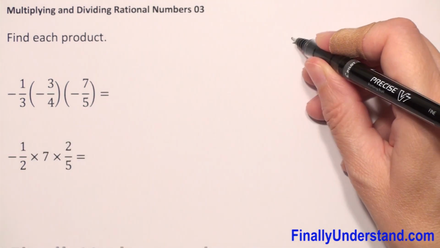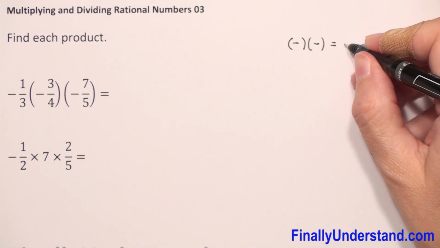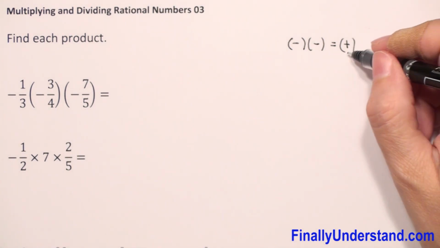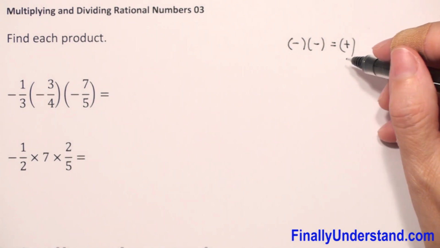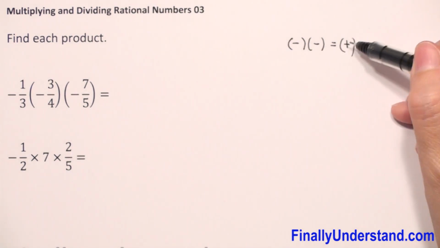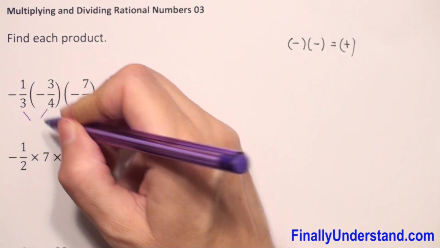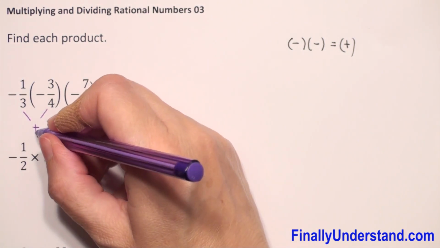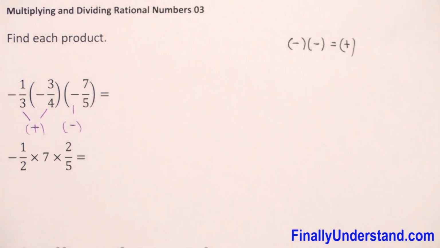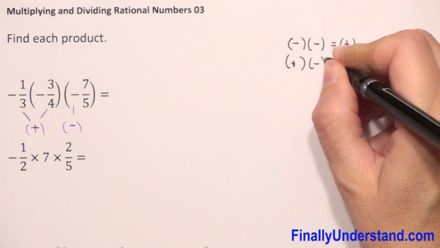When we multiply negative times negative, we will always have a positive answer. It's the same like for integers. The rule for rational numbers and integers: negative times negative gives me positive. So from the first two numbers we have positive sign and we have next negative number. So now we have positive times negative.